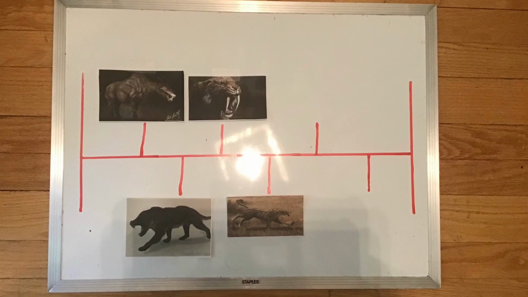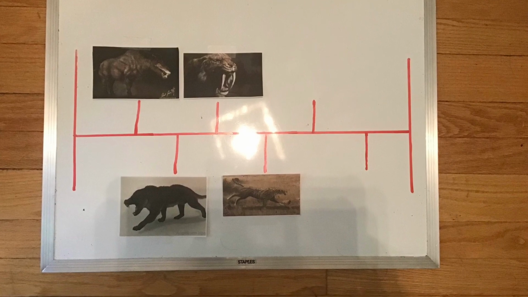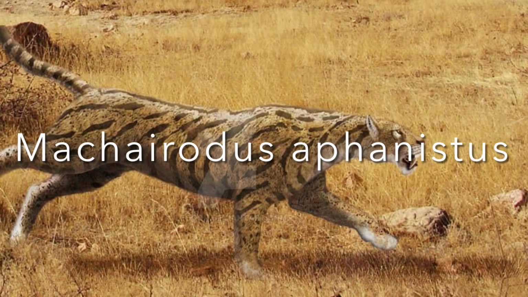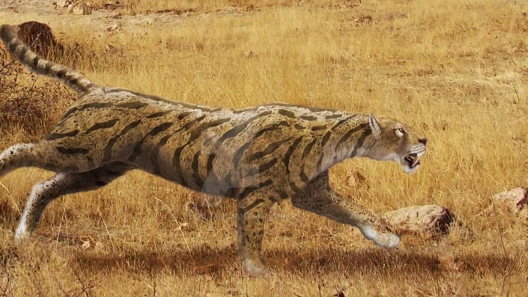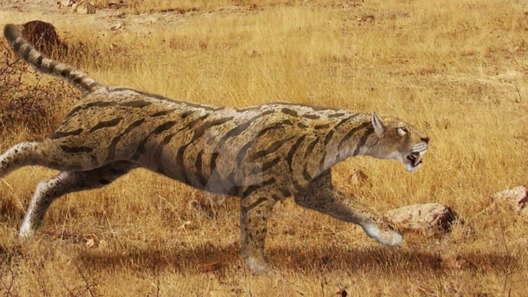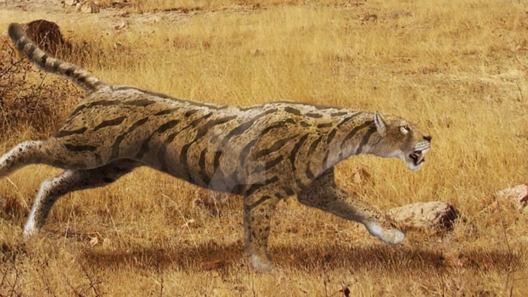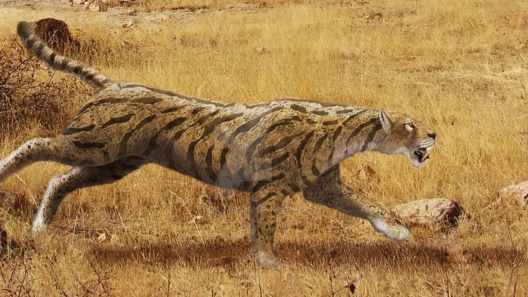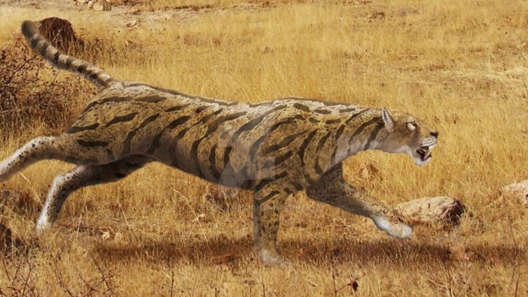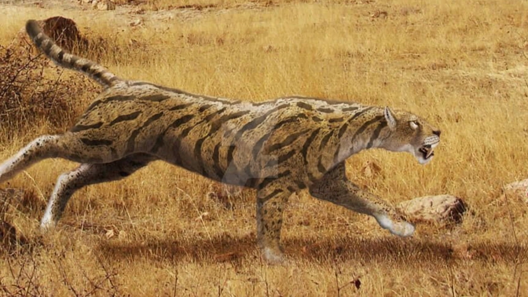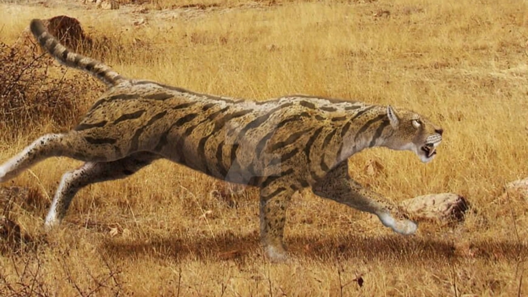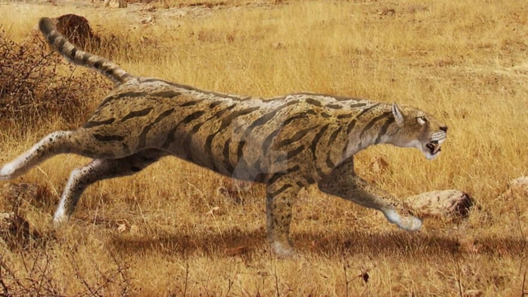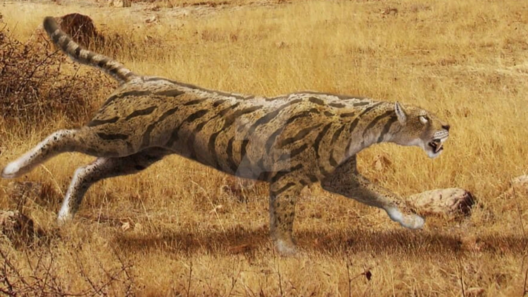The next ancestor is Machaerodus affinistus, which became extinct 400,000 years ago and was also known as the saber-toothed cat. It lived in what we now know as Africa and Eurasia. It was a large cat estimated to have weighed around 400 to 500 pounds with a long, muscular body and powerful forelimbs. Its most distinctive feature was its long, curved canine teeth, which could reach up to 8 inches in length. We can start to see many similarities to the present-day jaguar in this animal.